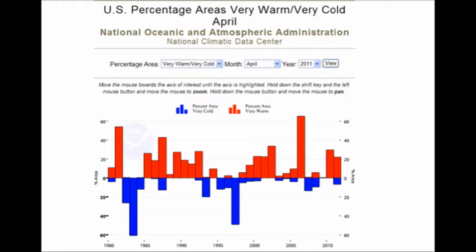Another interesting plot that NOAA provides is a comparison of the areas in the US that have very, very warm temperatures compared with those that have very, very cold temperatures. Again, red indicates above average, blue indicates below average. So here again, do you see more red or do you see more blue? By now I think you know the implications of your conclusion.